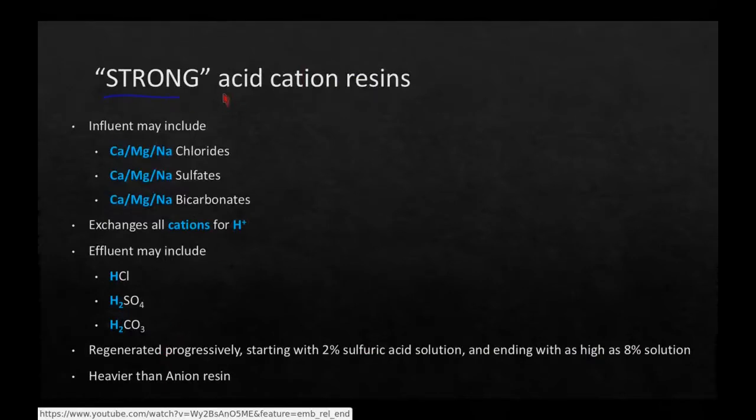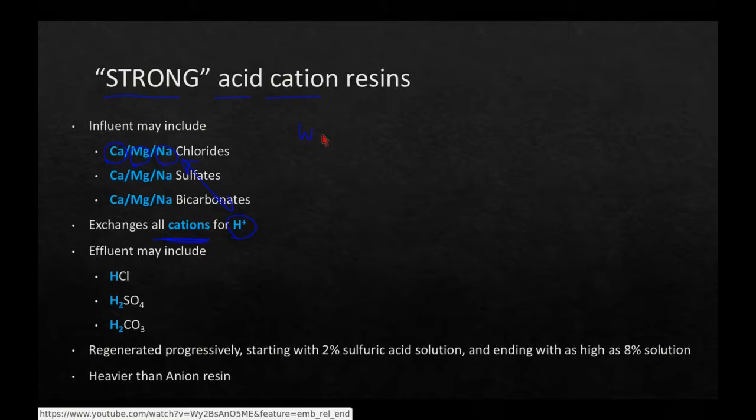So we're going to take a look at what is a strong acid cation resin. We know what strong acids are. Well, a strong acid cation resin exchanges all of the cations for H+. It doesn't matter whether it's a calcium or a magnesium or a sodium cation, they all get exchanged for H+.